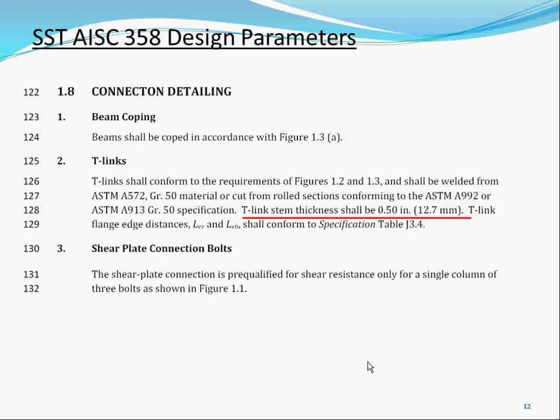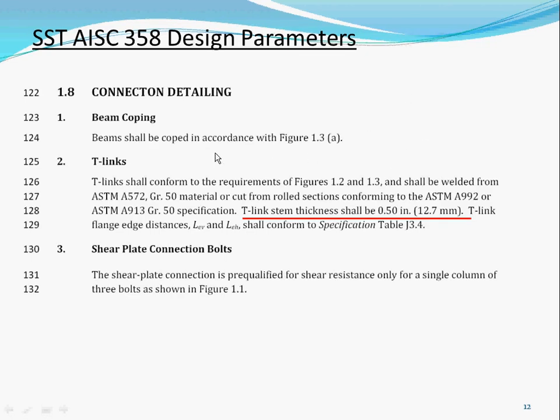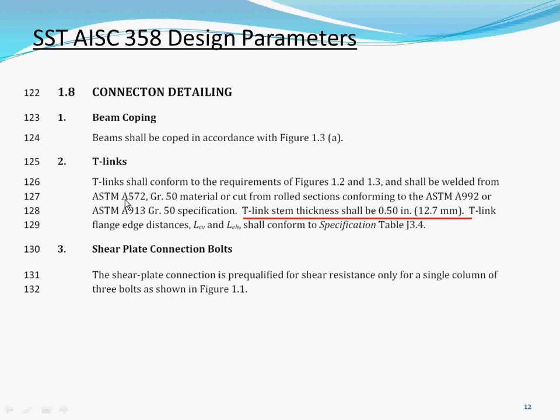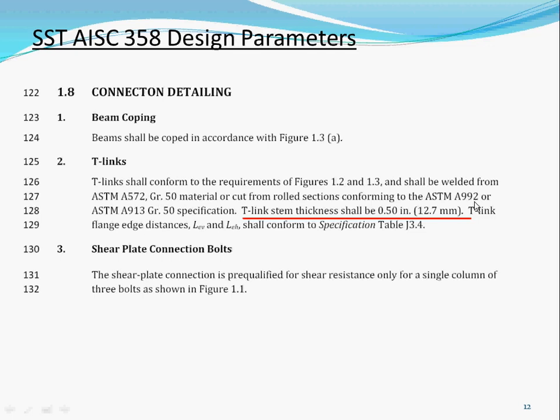I'll show the beam cope a little bit later, and then I'll show you what the beam cope is. And then the T-link. Stem thickness shall be 0.5 inches. That's where the 0.5 inches is coming from. And also material, it could be A572 grade 50, and that's what it is right now on the AISC. The code report, we're only limiting to this, but AISC, we're saying we could also cut it from beam or columns that are grade 50.